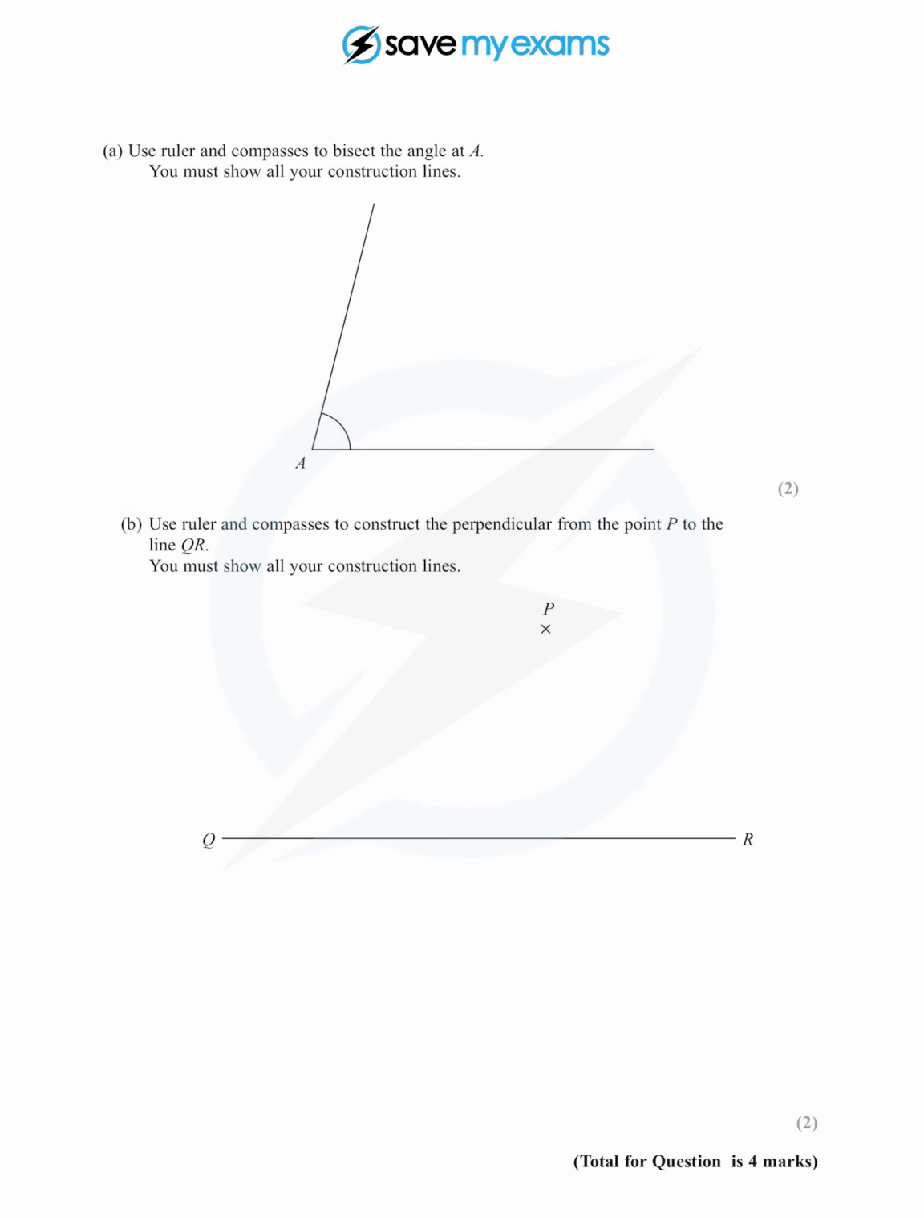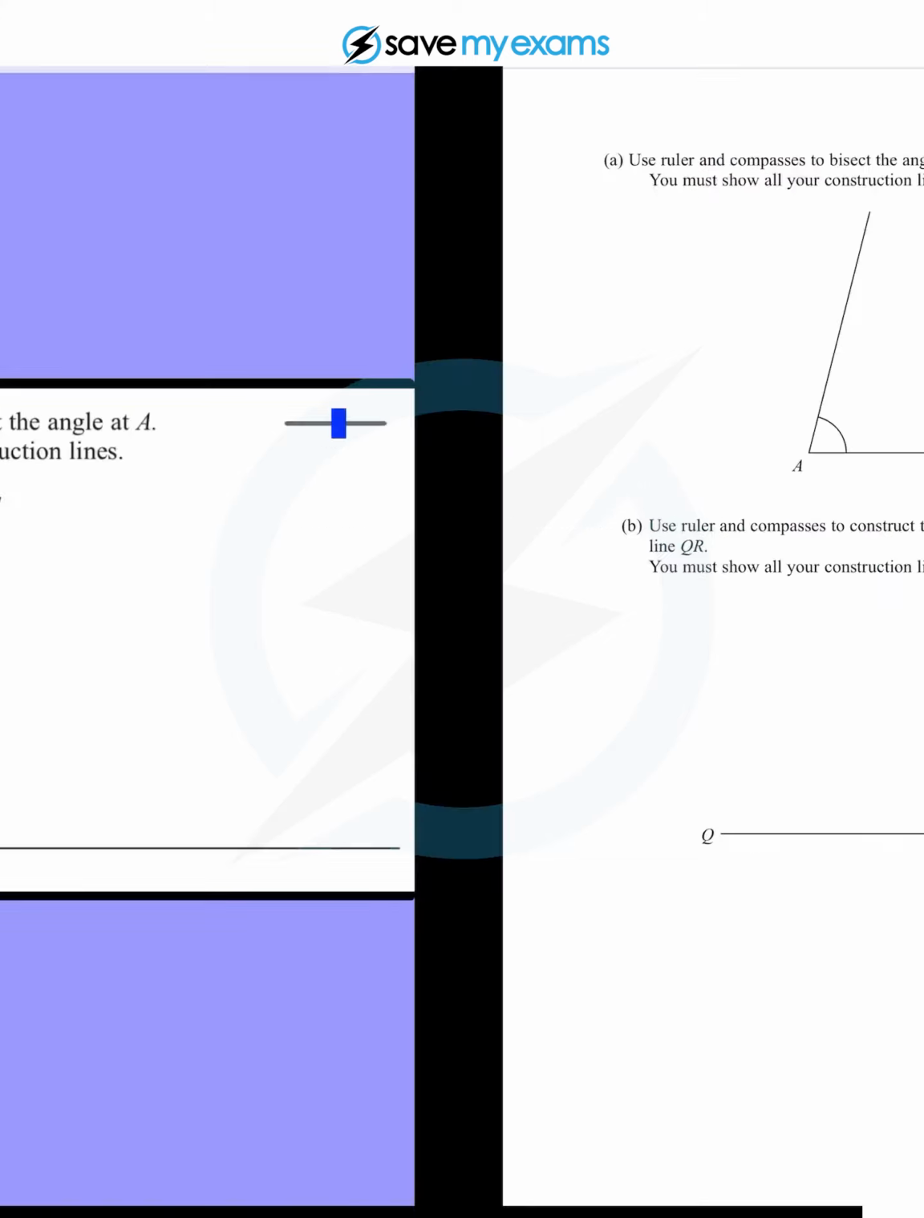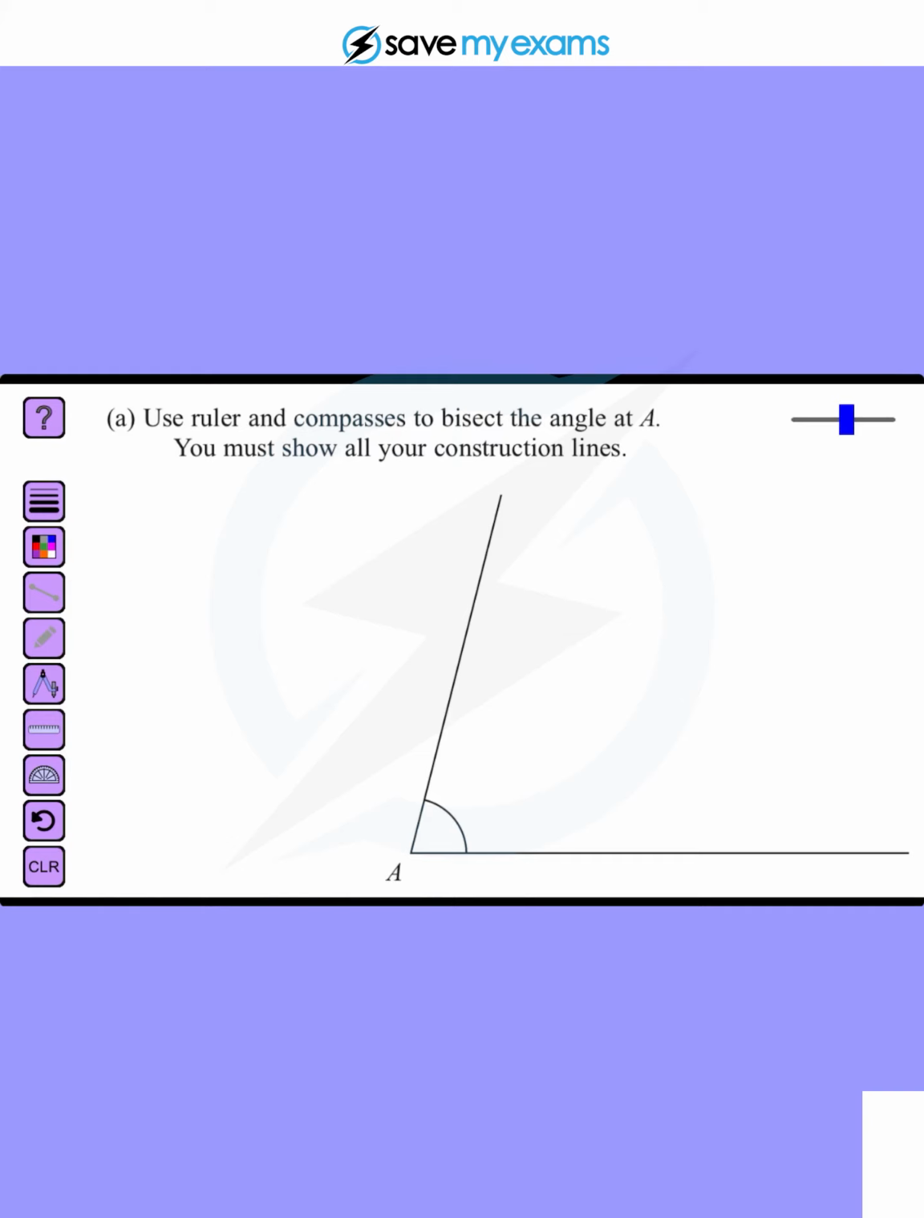So here we've got some constructions to do. Use a ruler and compasses to bisect the angle at A, obviously leaving in my construction lines. Okay, well, let's go over to my geometry set. Here it is, and there's the question again. So I need a ruler and compasses.